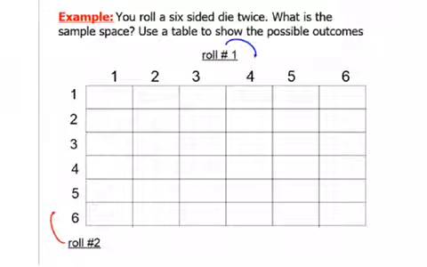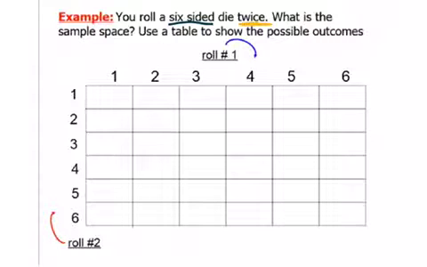Okay, I would like you to take a couple minutes, pause the video, to fill in this table. So, example: you roll a six-sided die twice. What is the sample space? Use a table to show the possible outcomes. So, pause the video now to recreate the table and fill it in.